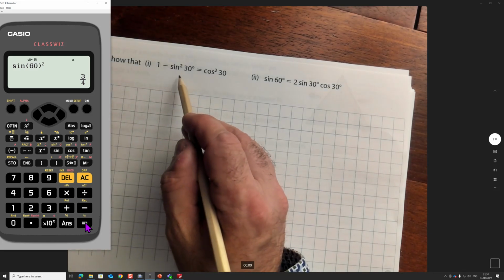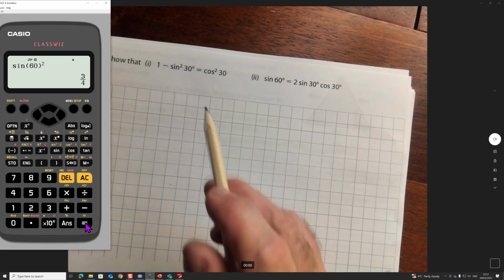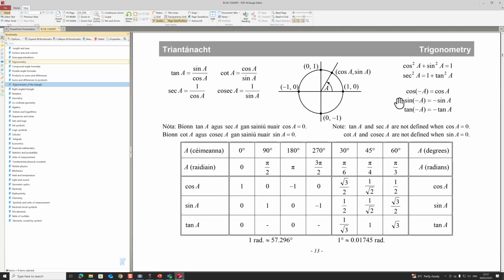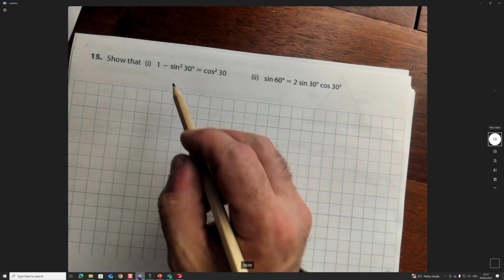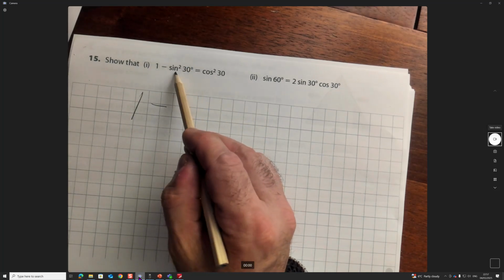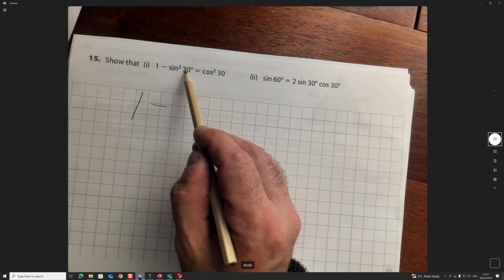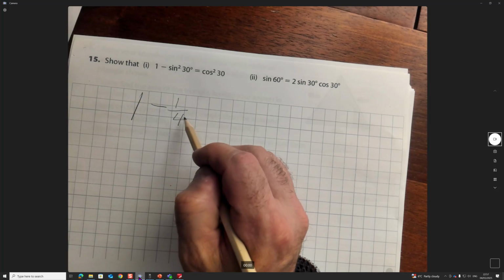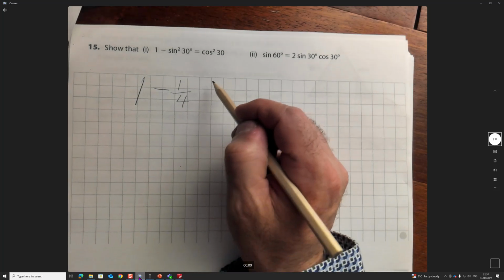Okay, this is getting a bit involved now. Show that 1 minus sine squared equals cos squared. Well, you can just go to that identity that you have here and say cos squared plus sine squared is always equal to 1. Oh, okay, and that would be a way. But what they want us to do is say, well, I know that the sine of 30 is a half, and we did it in the previous page. So this is a quarter.